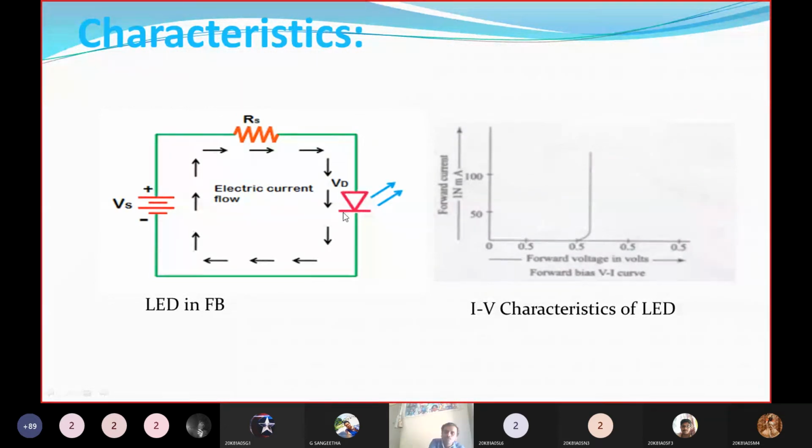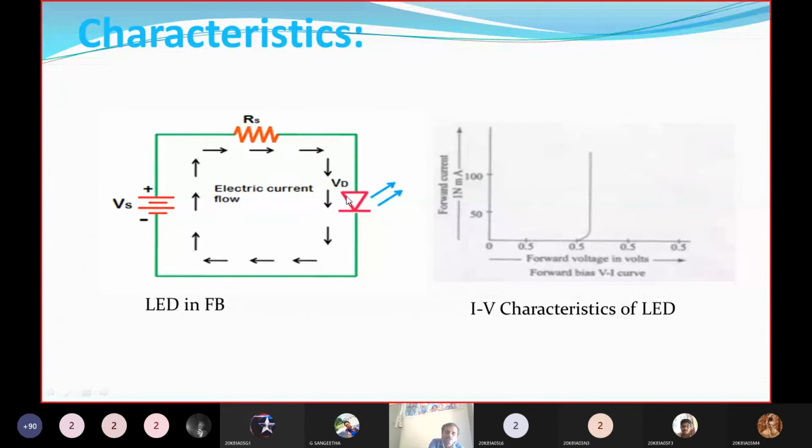Since light is emitting here, we make some light emitting symbols. This is the representation of the LED. The P region of the LED is connected to the positive terminal of the battery, and the negative terminal of the battery is connected to the LED N region. And we have to use a resistor here.